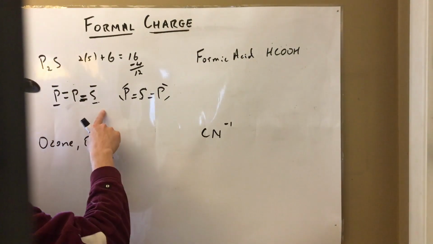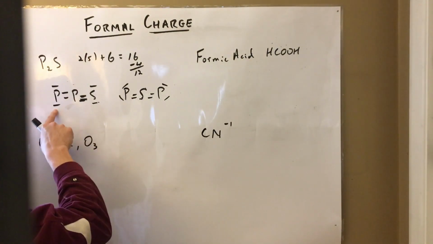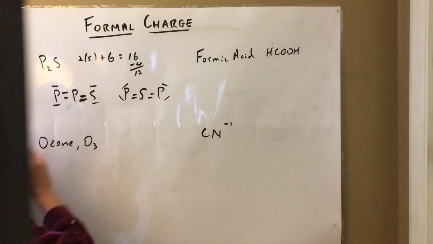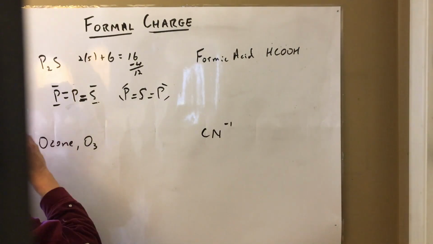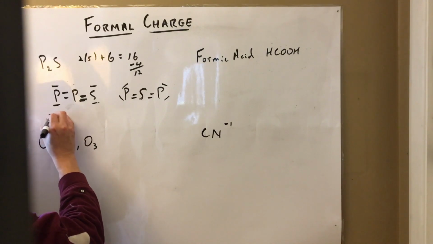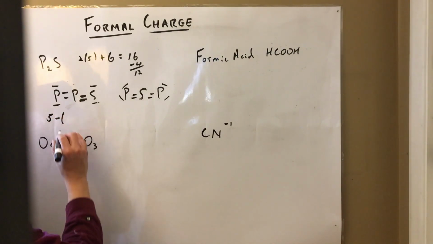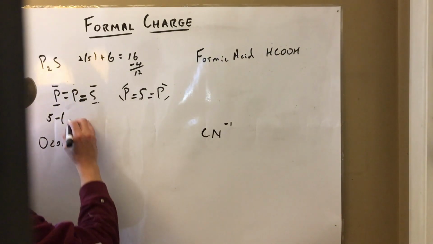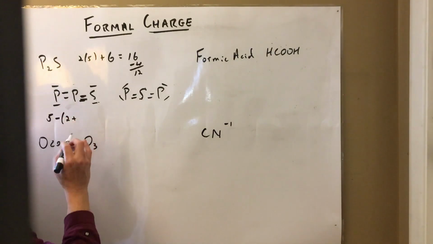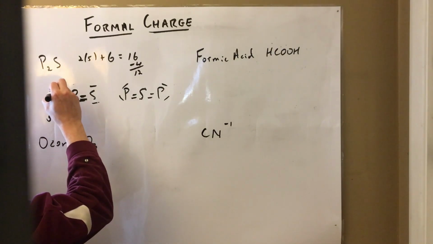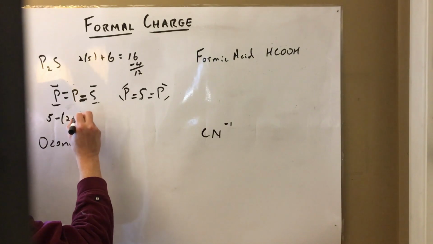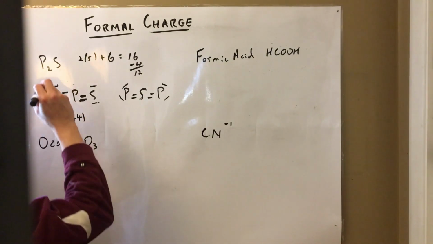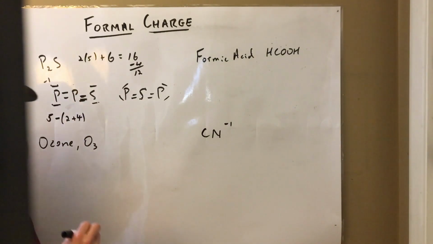So let's look at the formal charges of each of the atoms. So we look at phosphorus. We know phosphorus has 5 valence electrons. So we take 5 minus the number of bonds connected to it, 2, plus the number of dots, 1, 2, 3, 4, and we get minus 1.